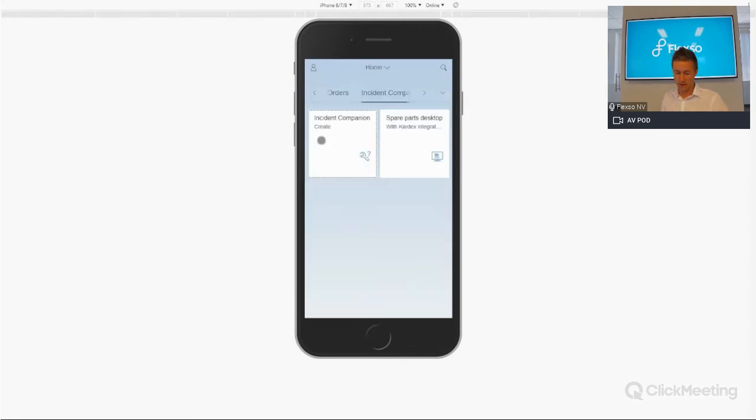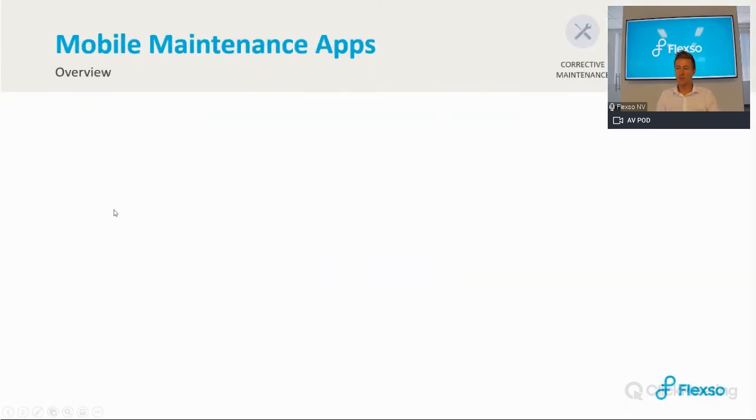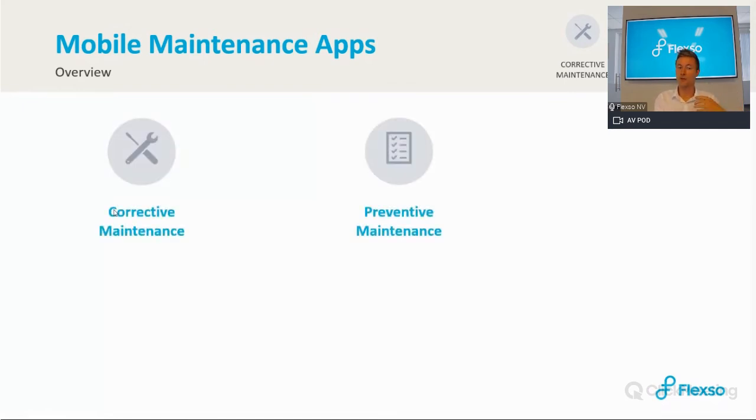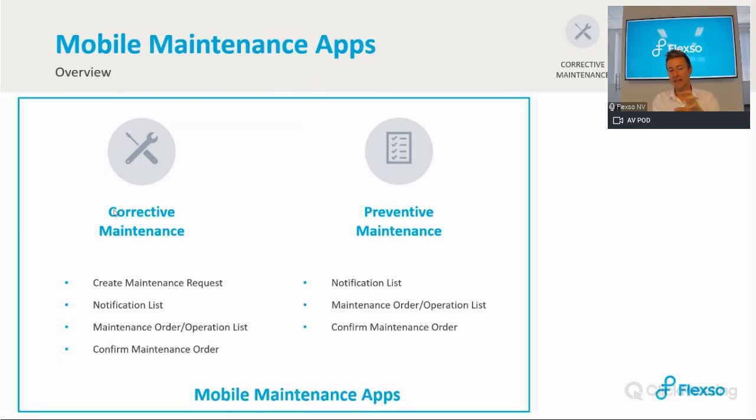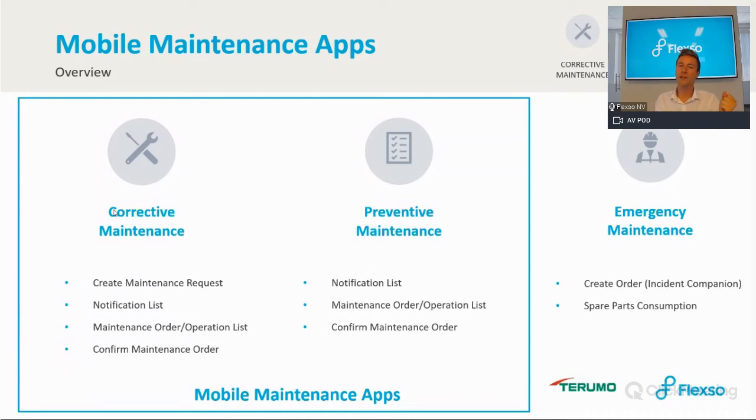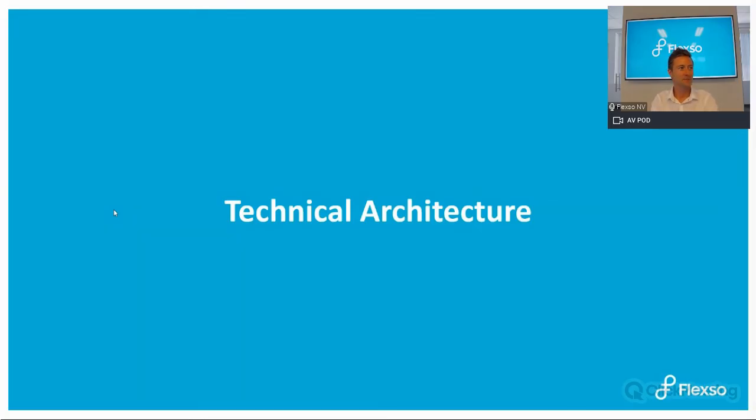So, okay, I'll go back now to my presentation. Basically, what we've seen now is a short overview of the mobile maintenance apps. They cover the two flows, corrective and preventive, with the apps I have demoed in the system. So these are our mobile apps. We've extended our package specifically for Terumo to cover also their emergency maintenance flow. Yeah, that's it. Thomas?